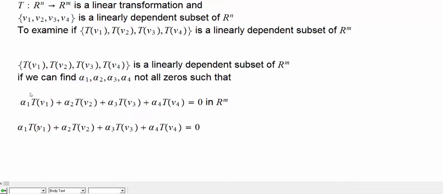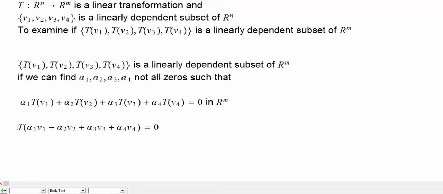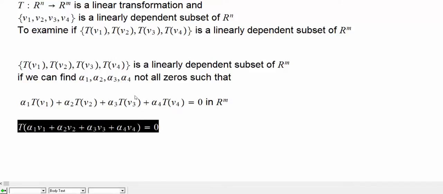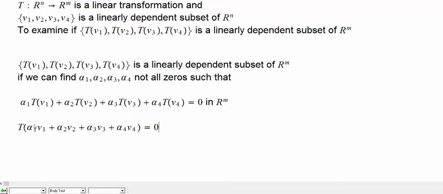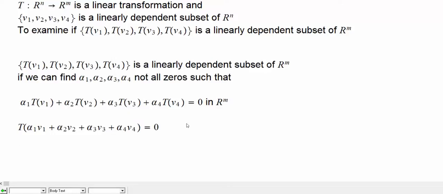alpha 1 V1. Let me write it down. Give me a second. You can see that the image of this vector is this vector because T is a linear transformation. So we have that this vector is 0. Now, this gives us a good hint to see whether we can find these or not. So let's begin with this.